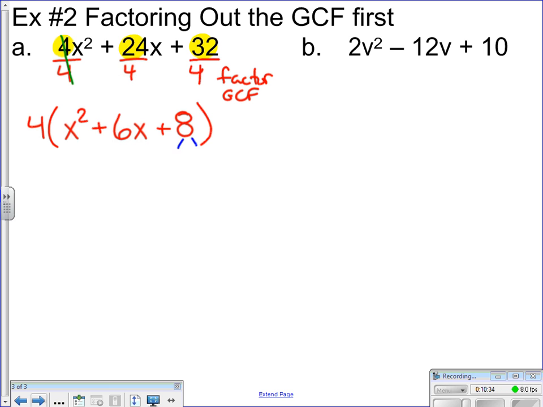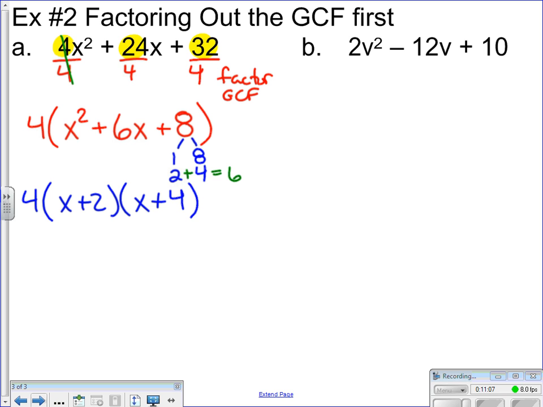Now you need to figure out and factor the trinomial inside the parentheses. Which two numbers multiply to make 8 and add up to 6? I think we see that is 2 and 4. So my factors will be x plus 2 and x plus 4. You see, by dividing first by 4, there was no longer a number in front of the x squared, so I didn't have to multiply it by the last number. So if you can divide by the first number, you have to do that first, and that will make the problem much shorter.